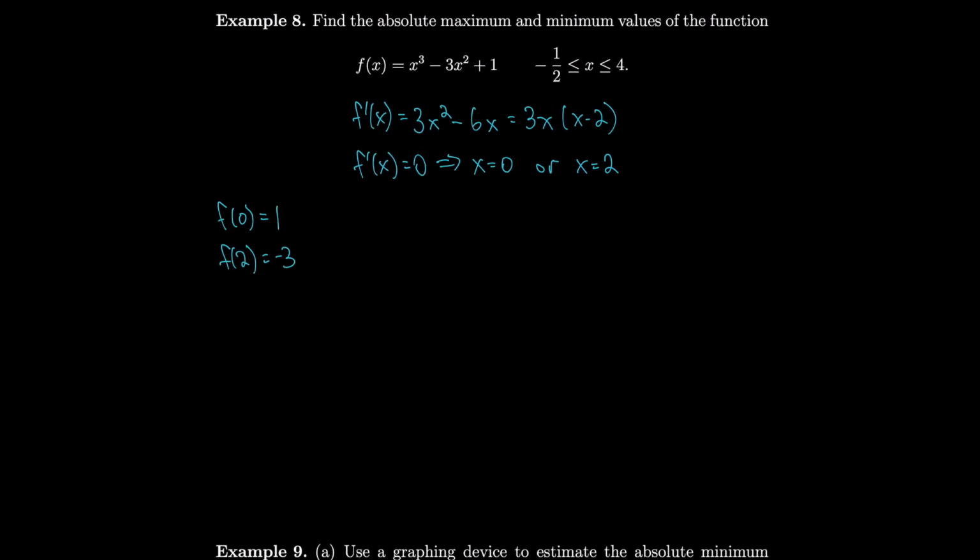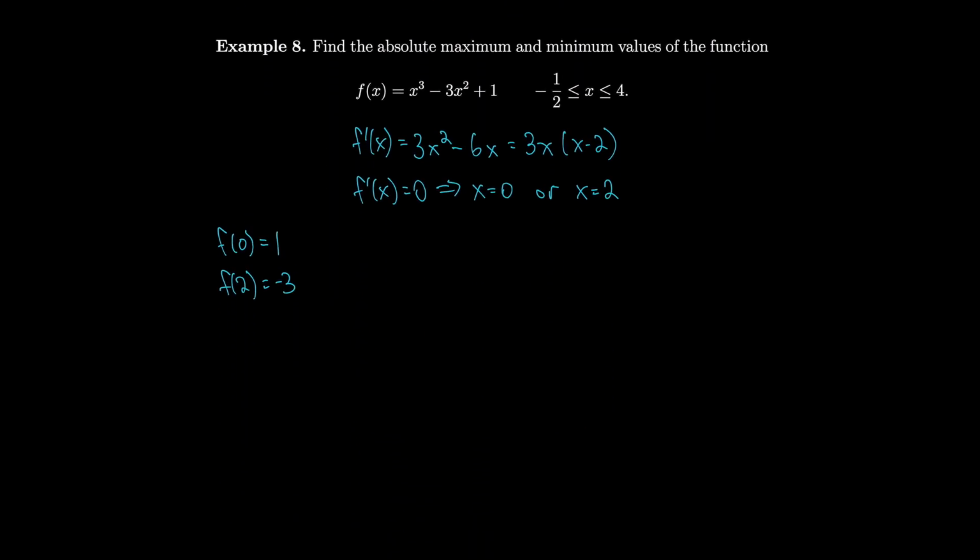We must check our endpoints to make sure that we're not missing an absolute maximum or minimum value. Let's check f of -0.5. Well, that's 1/8. And let's check f of 4. So we check both endpoints. Well, that's 17. So we would have missed that.